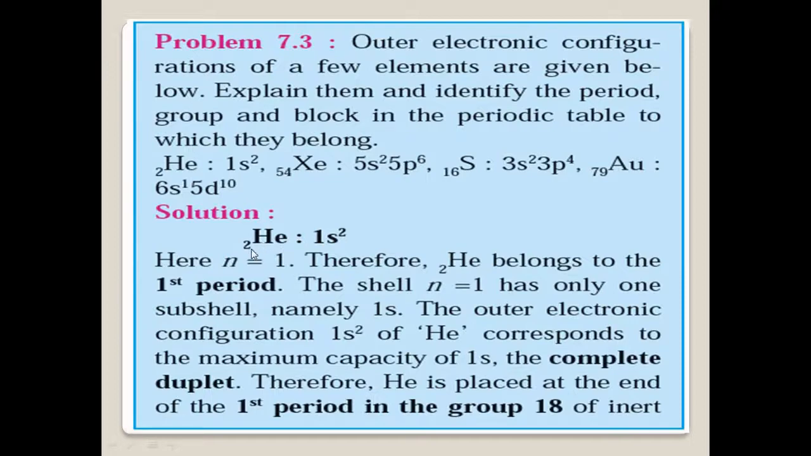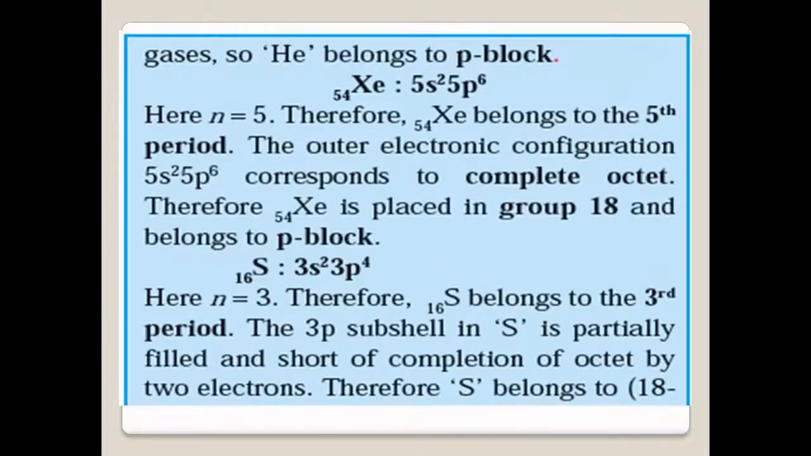Helium, atomic number 2, has n equal to 1, therefore it belongs to the first period, and the shell n equal to 1 has only one subshell, named 1s. The outer electronic configuration 1s2 of helium corresponds to maximum capacity, so it is a first period, 18 group element. Okay, are you getting this? So let's see another example, that is P block element. Helium is a P block element.